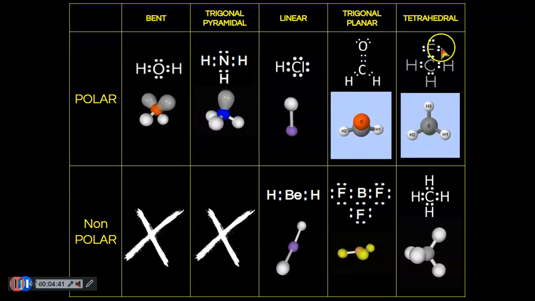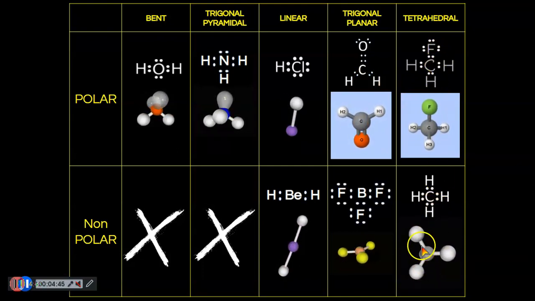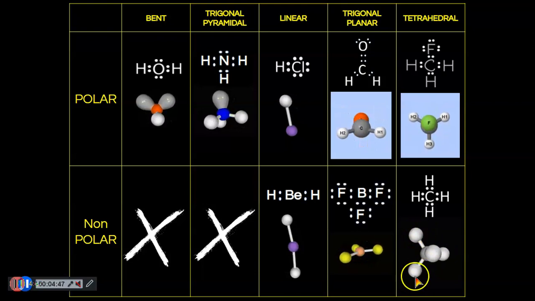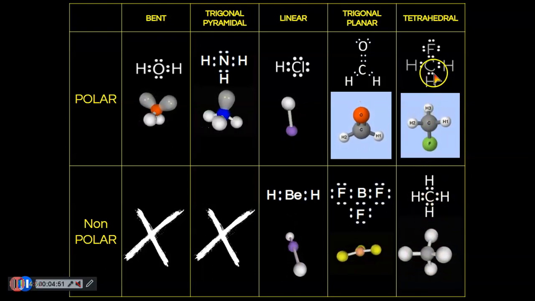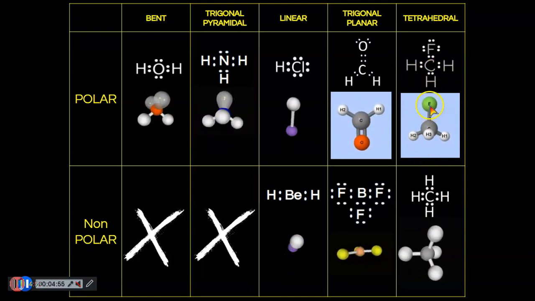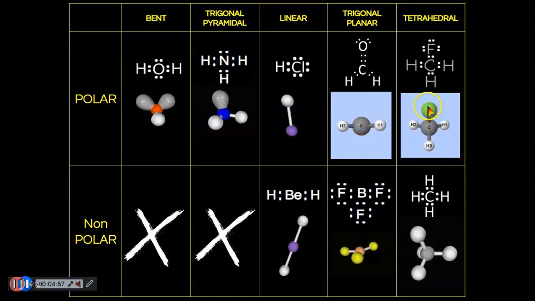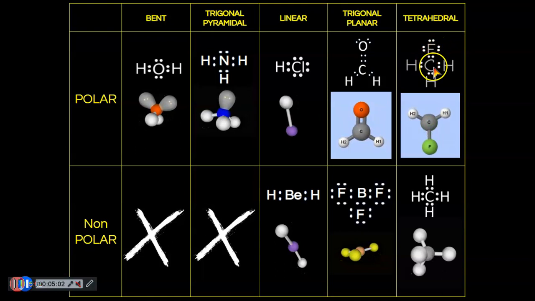Okay, and then lastly, tetrahedral, it's kind of the same thing, right? If we look at the nonpolar tetrahedral, all 4 points are the same, right? So it's symmetrical. Whereas in this example, instead of having the 4 hydrogens on the outside, it has, look at that guy, 1 fluorine. So this guy's not symmetrical. So this one is going to be polar.